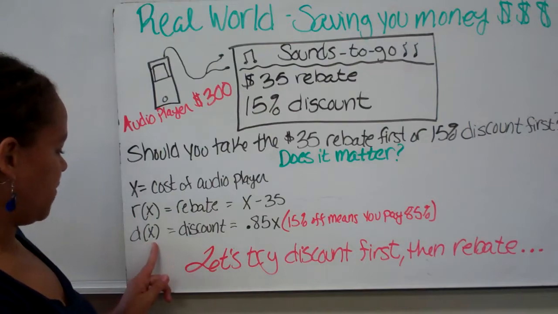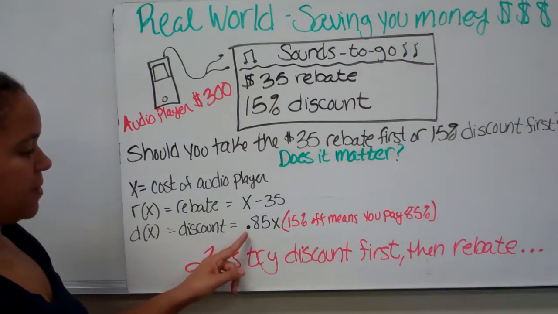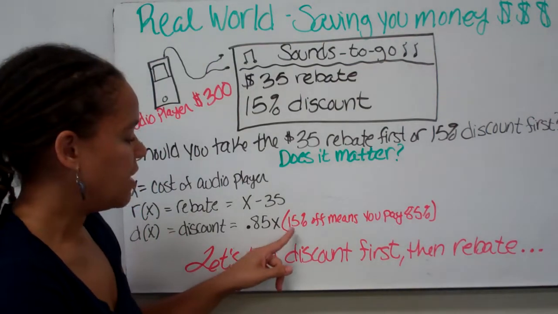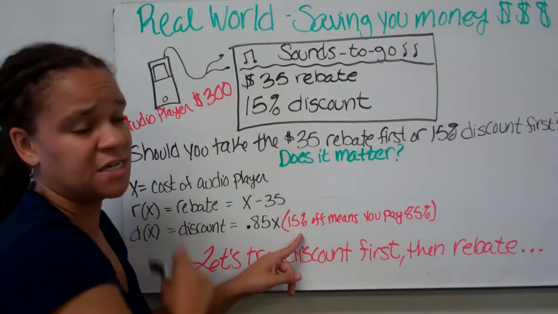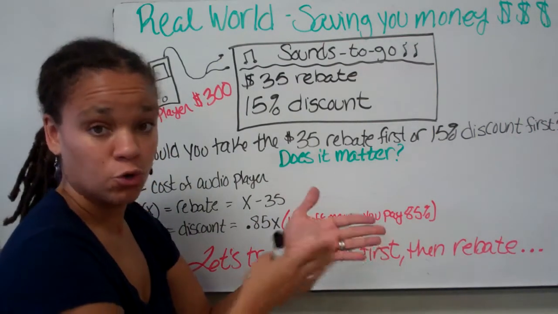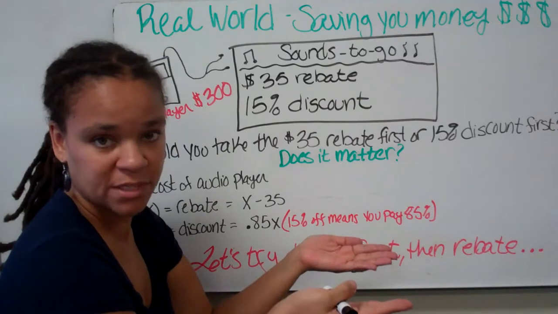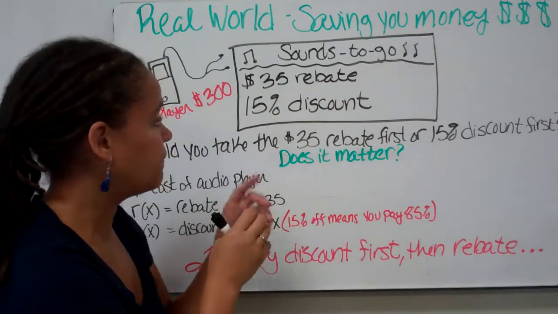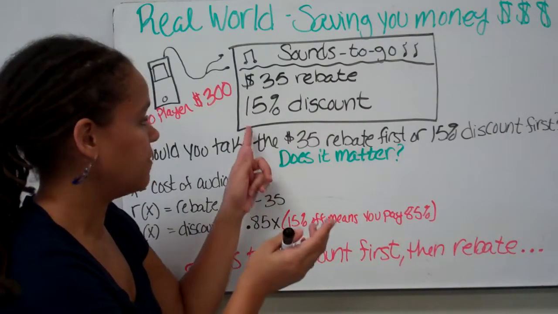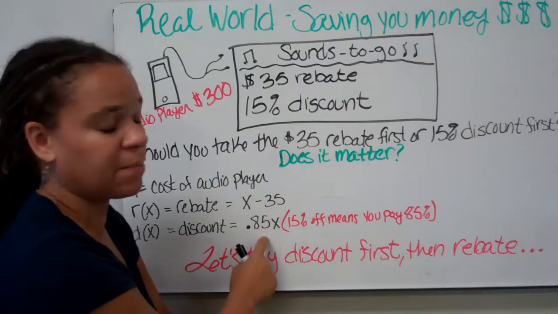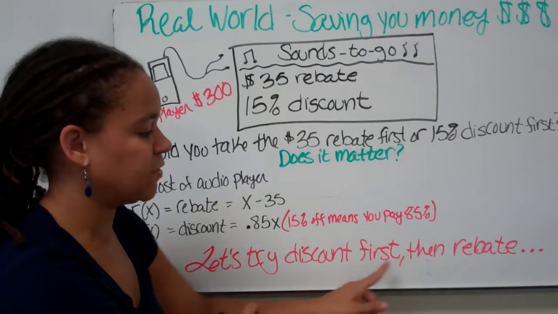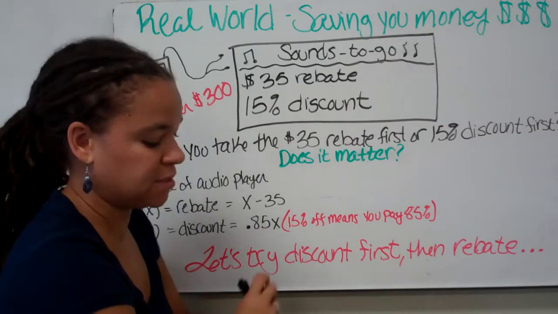And then the discount function, D(x), is going to be 0.85x. Now let's talk about that. If you have a discount of 15%, then that means you're only paying 85%. Normally, if there's no discount, you pay 100%, right? So if you get a 15% discount off, the quick way to figure that out is to take the 15 from 100 and realize, oh, I'm only paying 85% of the price. So let's try the discount first, then the rebate, and see what happens.